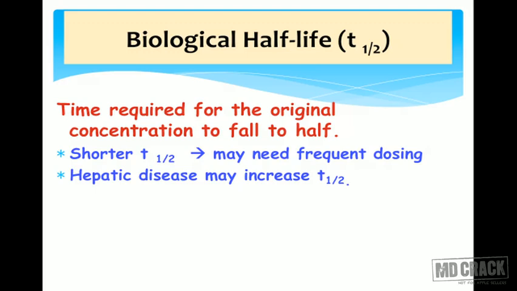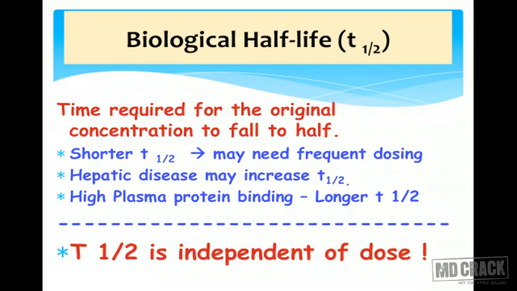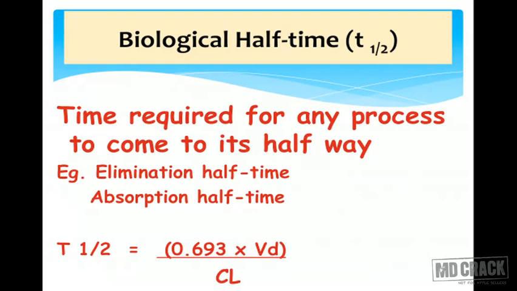If there's hepatic disease, then the half-life of the drug may get prolonged because the metabolism of the drug gets affected. And if a drug has got high plasma protein binding, then it's going to produce a longer half-life. But please remember, the half-life is independent of dose. If I give 100, the time required for 100 to become 50 is going to be the same if I give 50 and calculate the time required for 50 to become 25. So the half-time is going to be independent of dose.